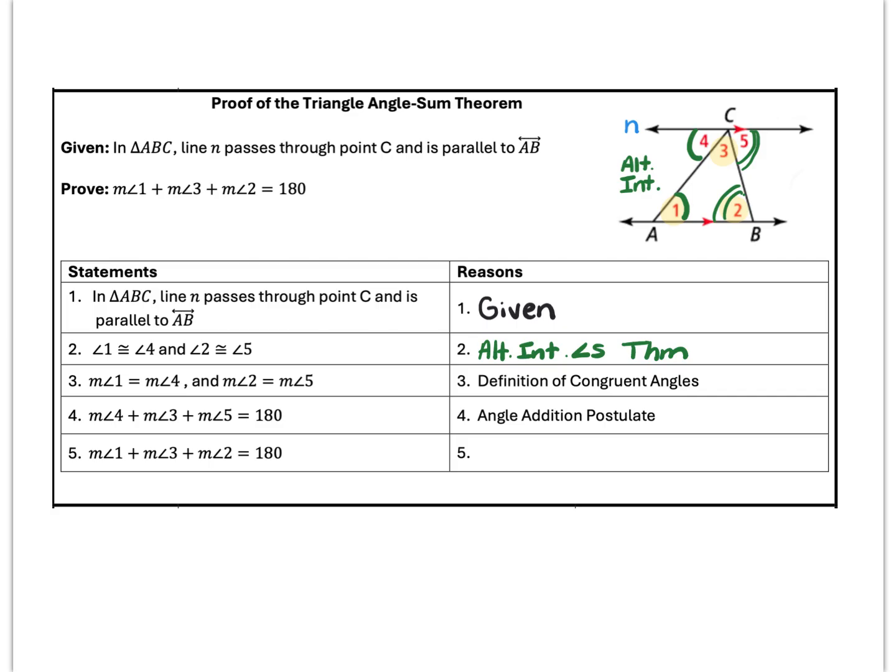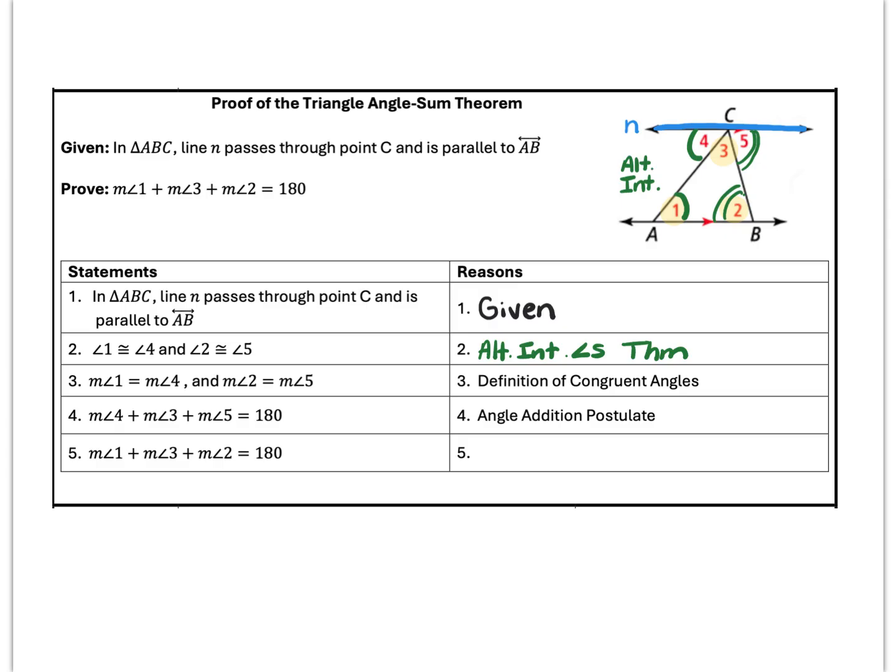Okay, next, the measure of angle 1 is equal to the measure of angle 3, and the measure of angle 2 is equal to the measure of angle 5. That's using the definition of congruent angles. I need them to switch to the measure of so that I can do substitution in the next couple steps. Okay, line 4 is using the angle addition postulate. So notice that 4, 3, and 5 together are making a straight line. So by the angle addition postulate, if we add those adjacent angles together, they total up to the straight line, which is 180.